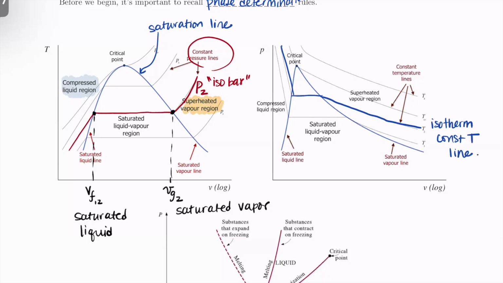That's T2. And then just like how we had on our Tv diagram, we also have a vapor dome on this diagram underneath the saturation line. So the 2 points on this plot also give us vf2 and then vg2.